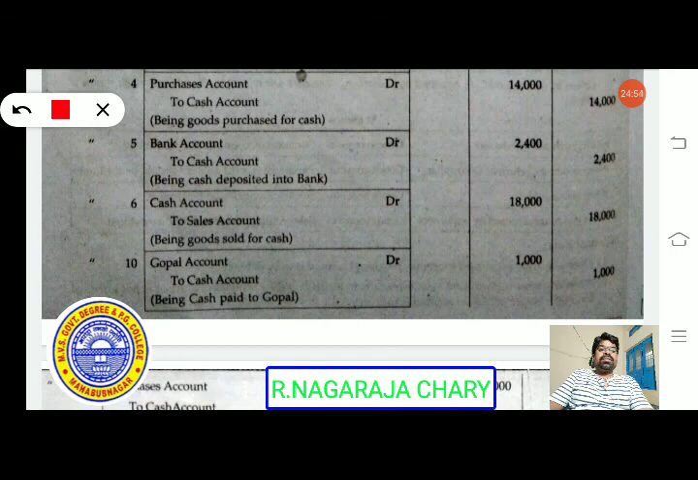On the 5th date, person name or firm name, that is why the bank is receiving: debit the receiver, credit the giver. From our business organization, the bank is receiving, so we are debiting the bank account. At the same time, we are paying cash, so cash is credited, that is 2400 and 2400. For that, the narration is being cash deposited into bank.